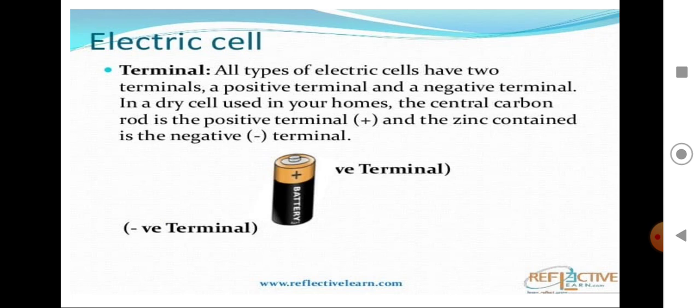That's what we are going to learn. See, generally what will be there in this cell? You all might have seen a cell. The cells have two terminals. One is the positive terminal and one is the negative terminal.